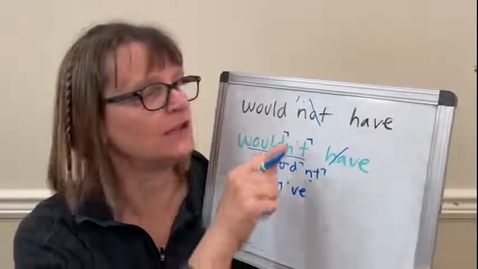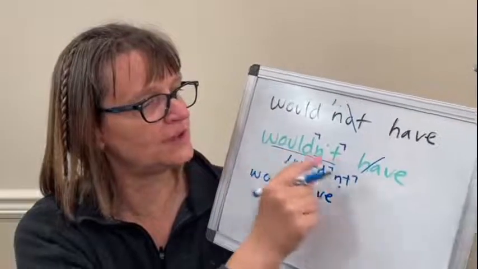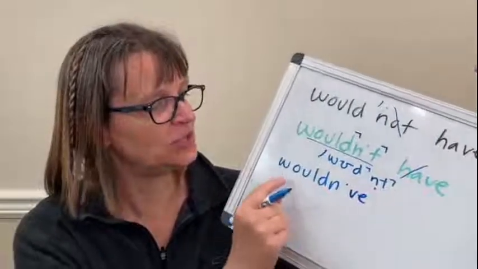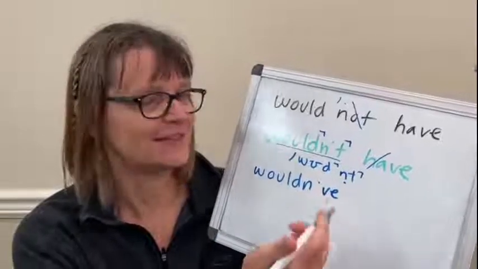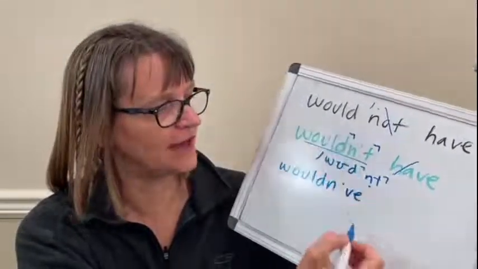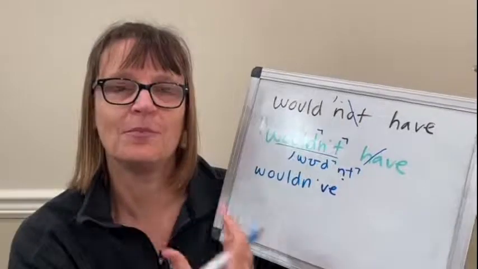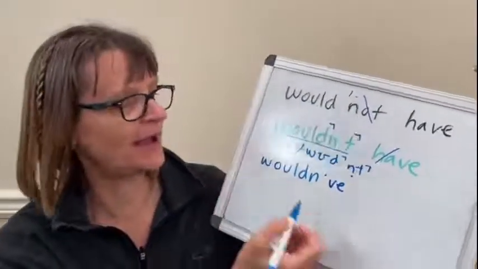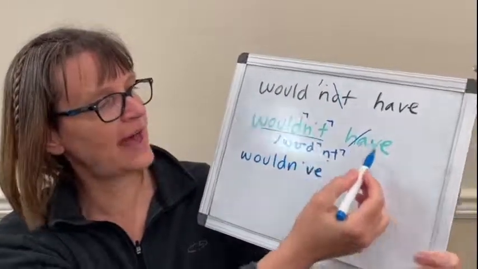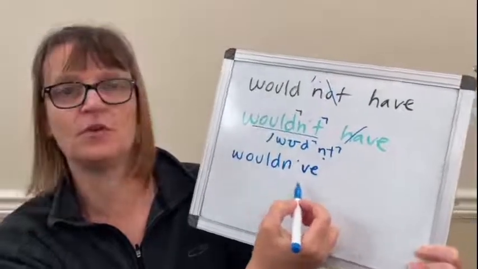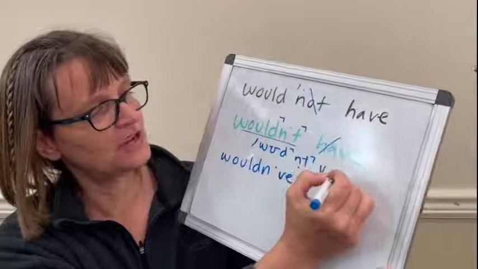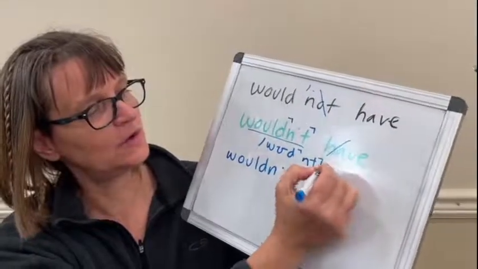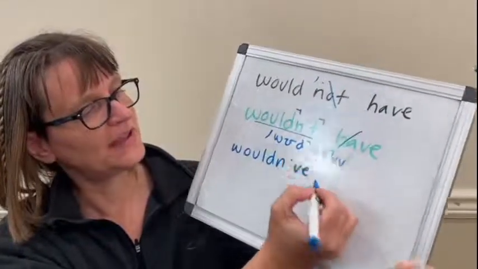So in writing, you can write would not have or wouldn't have. In speech, you're probably going to say "wouldn't've." Now, you're not going to write it this way because we don't have double contractions like that, but typically we will say it that way. And this is harder to say, because when we add the contraction of the V sound, then we can get rid of the T.